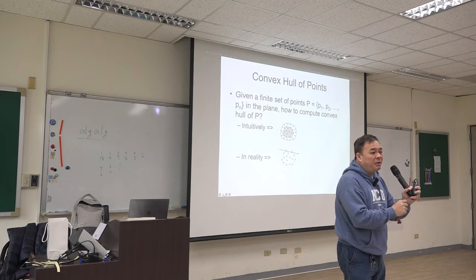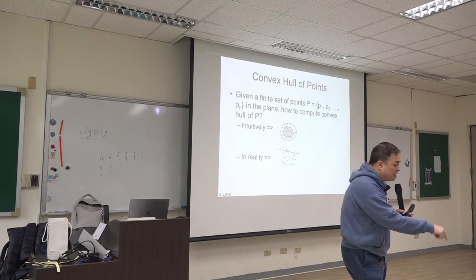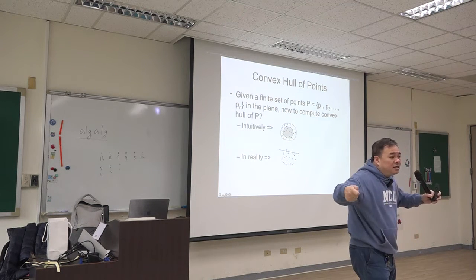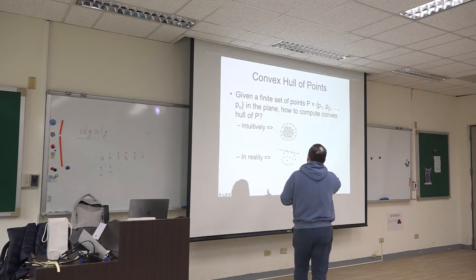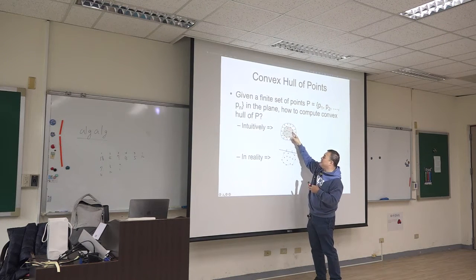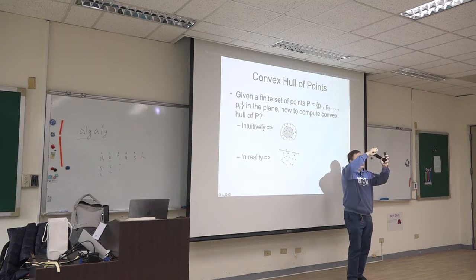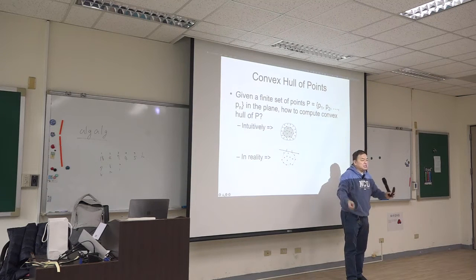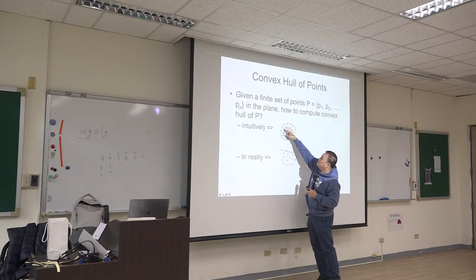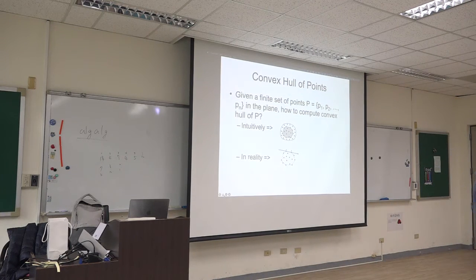A rubber band. You just use a rubber band to surround those nails. And it will shrink, right? It will shrink. And eventually, it will give you something like this. Each of these points, you can imagine as a nail on the wall, and you can put a rubber band to surround it, and it will shrink to form this shape. This shape is actually the convex hull of this set of points. Intuitively it's like that.